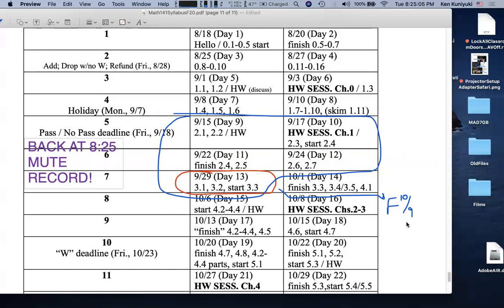Hi everyone, we're back. Any general questions before we start logs?